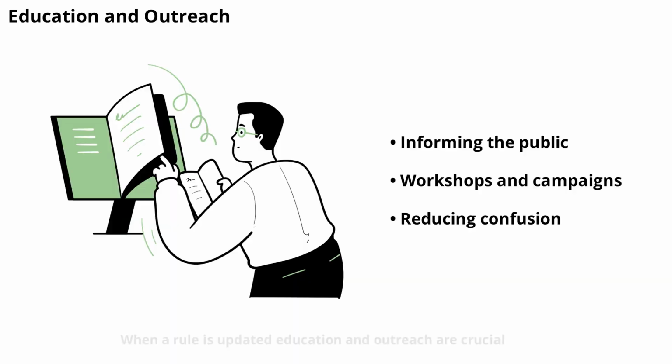When a rule is updated, education and outreach are crucial. Governments use campaigns, workshops, and online resources to inform the public and help everyone understand the new requirements.